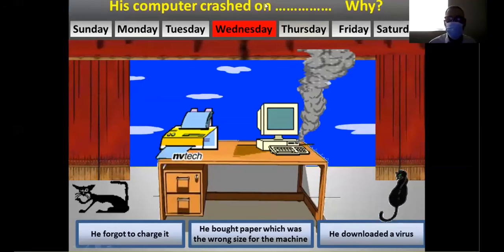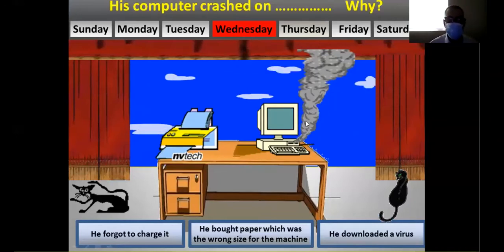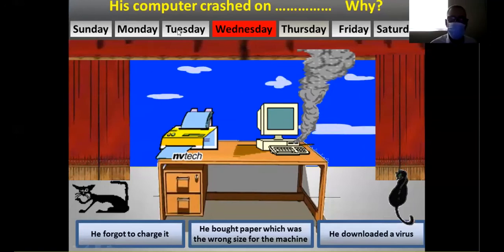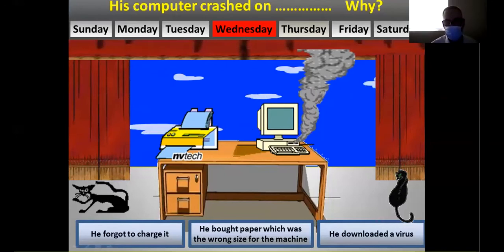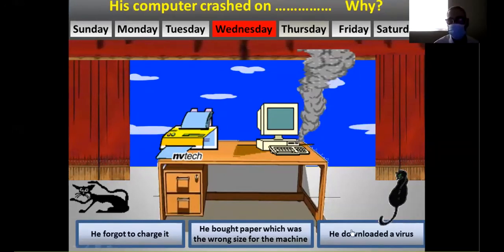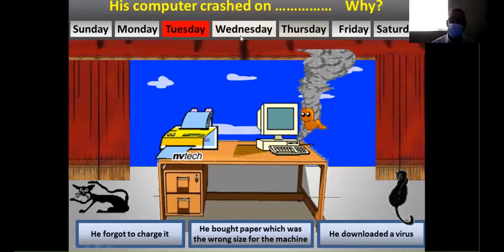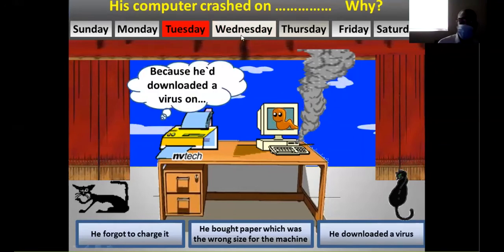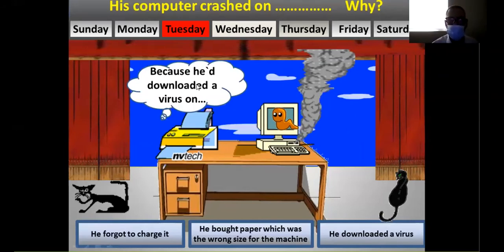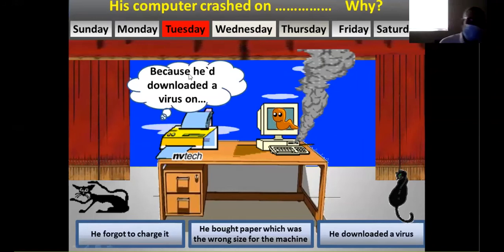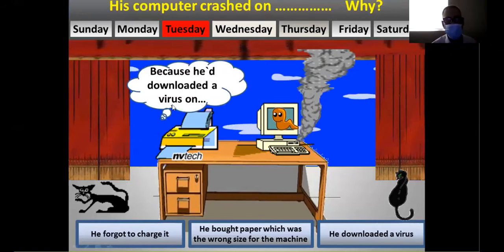His computer crashed on. This was on Wednesday. Look at this computer, it crashed on. Why? Why do you think? What happened on Tuesday? Maybe something happened on Tuesday. He forgot to charge it. He bought a paper which was the wrong size. He downloaded a virus. We'll check this. Yeah, because on Tuesday, his computer crashed on when? On Wednesday. Because on Tuesday, he had or he'd downloaded. Had, we can put apostrophe, just the abbreviation of had, because he had downloaded a virus.